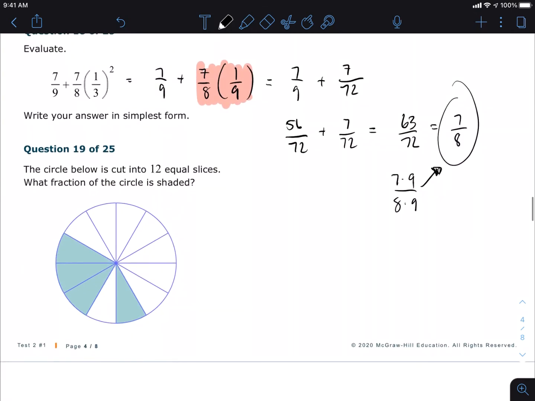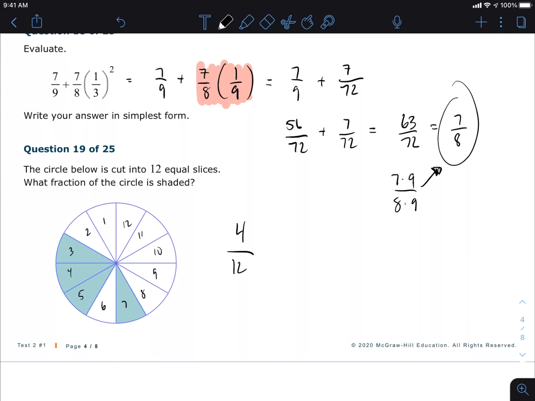Okay, next one. It says the circle below is cut into 12 equal slices. What fraction of the circle is shaded? So the first thing, they want to know how much is shaded. So 1, 2, 3, 4, right? So 4 parts of the whole circle. So the whole circle is how many? Well, here, I'll number them. 1, 2, 3, 4, 5, 6, 7, 8, 9, 10, 11, 12. And there you go.